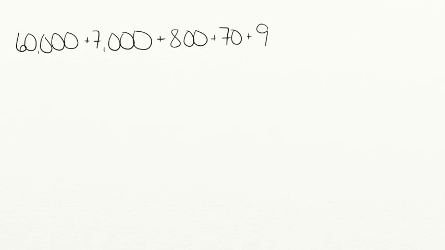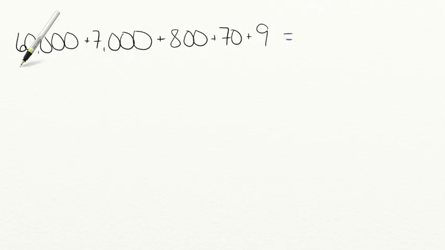Now that we have reviewed place value, I'm going to give you a practice problem, and I want you to write what this number would be. For example, we have 60,000 plus 7,000 plus 800 plus 70 plus 9. Now this is the expanded form of this number. How would you write this number using place values?